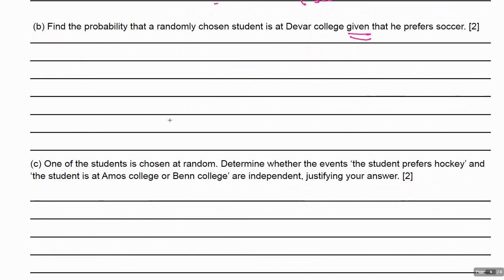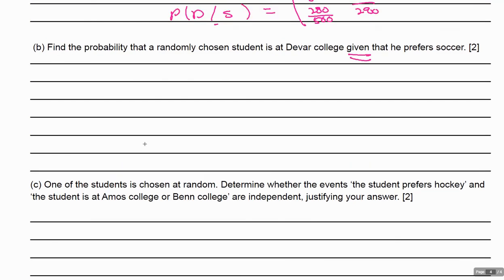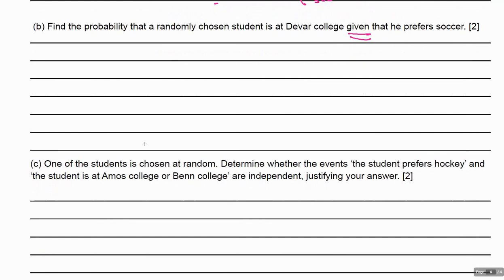Yeah, that makes a lot of sense. Then, one of the students is chosen at random. The event is they prefer hockey and they're at Amos College. Let's see, what's it say? One of the students is chosen at random to determine whether the event is a student prefers hockey and the student is at Amos College or Ben College. All right, so let's say this is A. What's the probability that a student prefers hockey?